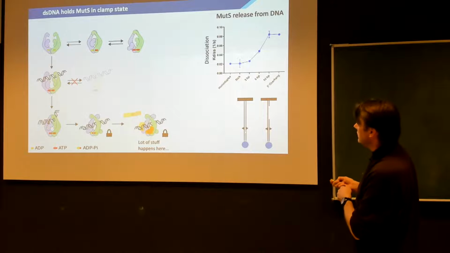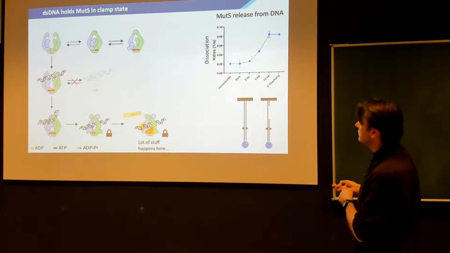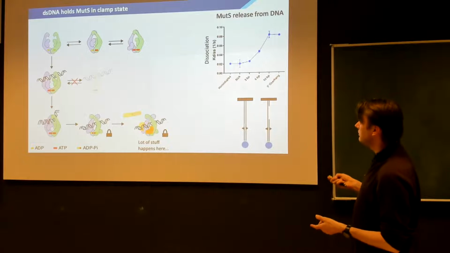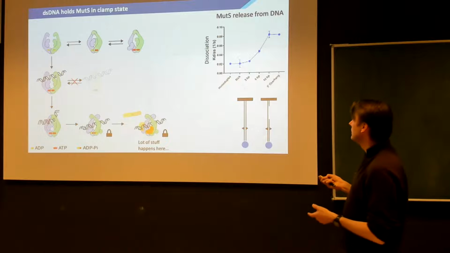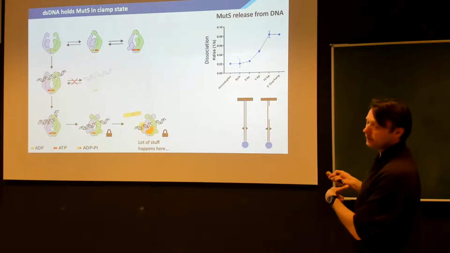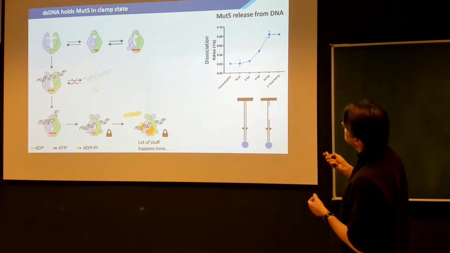We attached a piece of DNA with a mismatch to a chip, blocked the end with streptavidin so that when mutase loads itself, undergoes the conformational change, it's now trapped on the DNA and won't come off. And then we made a series of substrates where we increased the gap size adjacent to the mismatch, which should release mutase from the DNA. And then we simply measured the release rate.